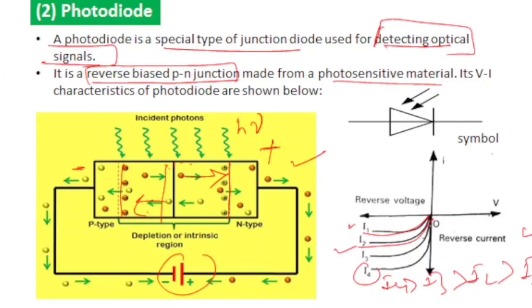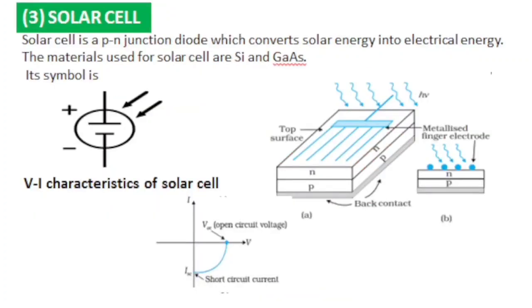So in this way, you have to write 2 or 3 main points: that it is used for detecting optical signals, and it is operated under reverse bias condition. This is the IV characteristic diagram, and this one is the symbol. From this figure we observe that the current in a photodiode changes with the change in light intensity, and when reverse bias is applied, the current changes with the change in intensity of light. Right? Now after this, the last important application is the solar cell.